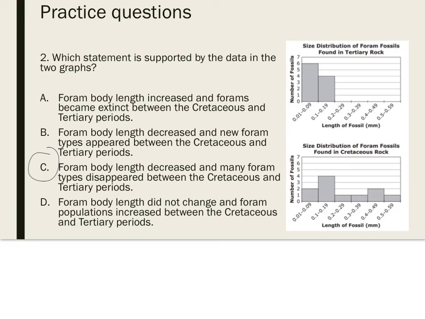Form body length. Okay, here's the length down here. Decreased, and many form types disappeared between the Cretaceous and the Tertiary periods. Okay, so the body length decreased between the Cretaceous and the Tertiary periods. So see how in the Tertiary period, only the super short body lengths were there. So the body length decreased, and many different types disappeared. These types with the longer body length aren't even seen in the Tertiary period.